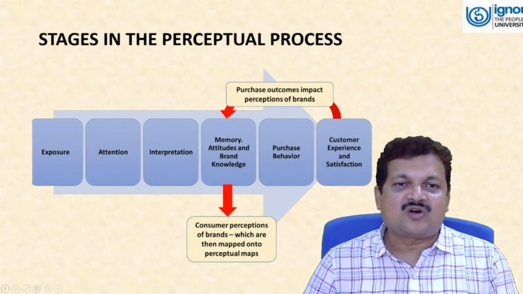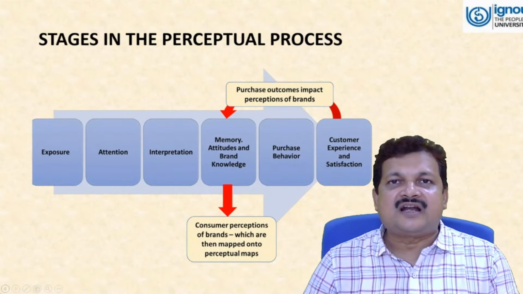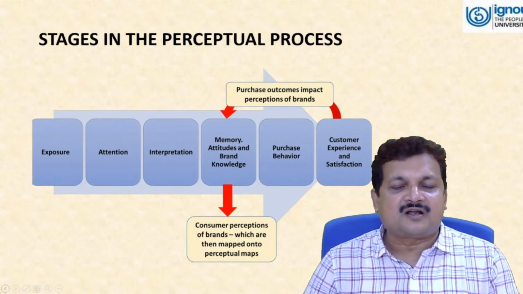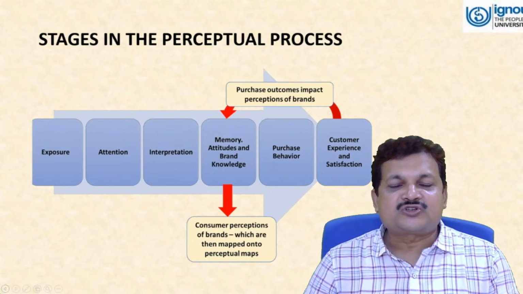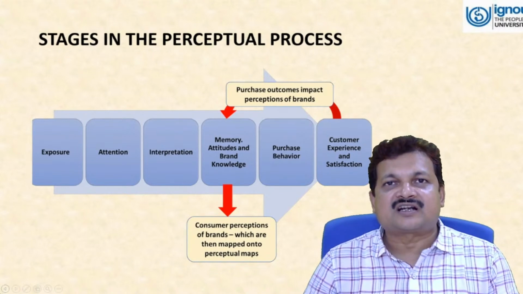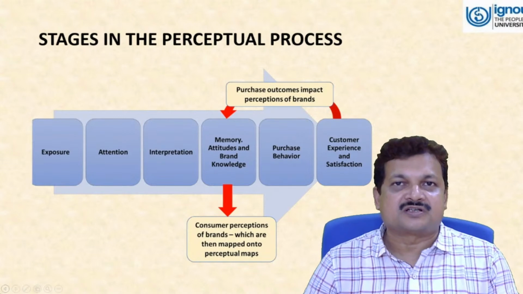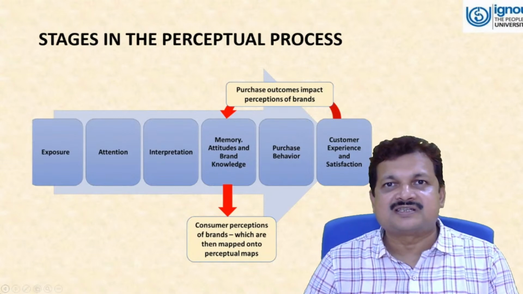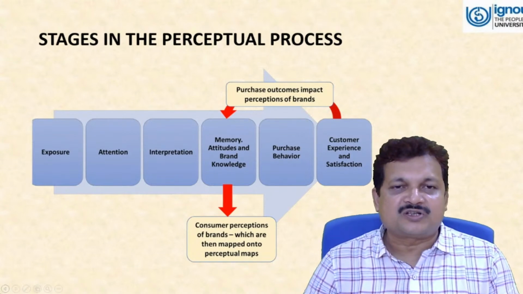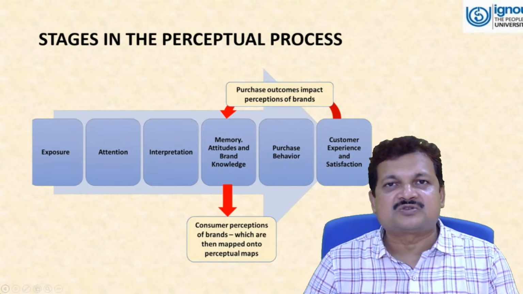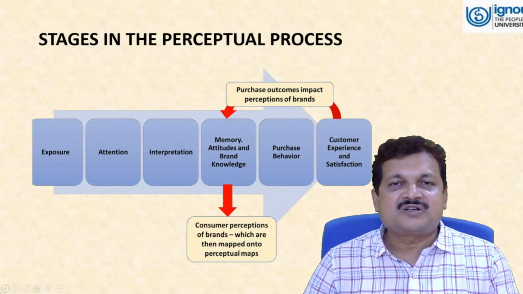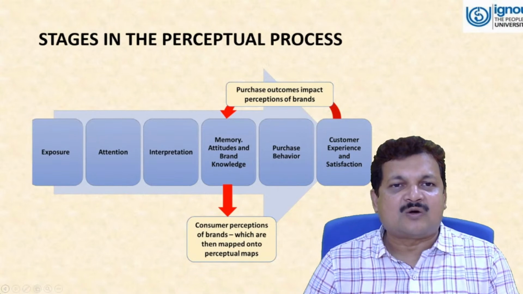So the evoked set is the brands or different kinds of products we are interpreting. The most reputed brands we try to keep in our evoked set. That means when we are selecting any brand or product to purchase, mostly we give attention to the evoked set. The evoked set we have already learned through our Howard-Sheth model.